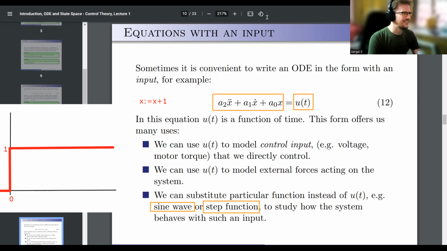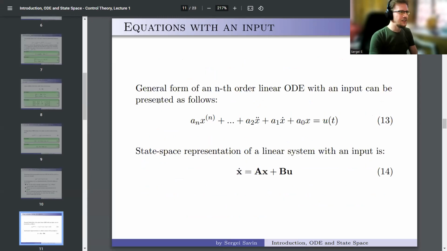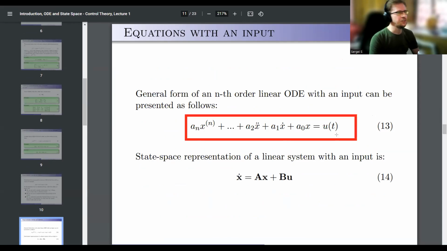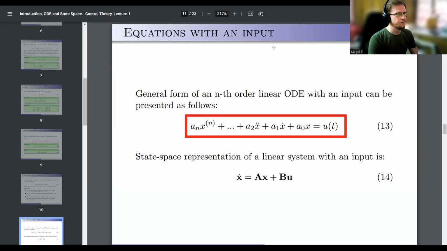Any more questions? Okay. Now that is input. So we can write equations with input in general, like this. This is a very typical way of writing equations with input. And we can write equations with input as first order ODEs, like this. So this is also very typical. This is a typical way to represent a first order ODE.